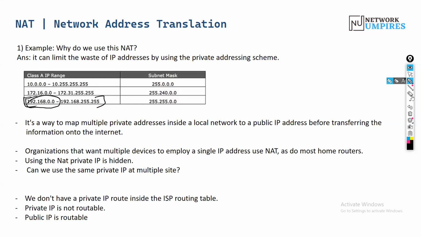192.168.0.0. It means my PC IP is also a private IP because right now I'm sitting on a LAN, a local area network. That's why it shows me a private IP address. It means private IP we are using on the LAN network, and public IP we are using on the WAN network. I hope this thing is clear to you.